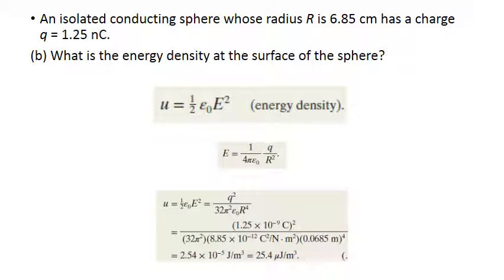Now the same isolated conducting sphere whose radius r equals 6.85 centimeters and charge Q equals 1.25 nanocoulombs. What is the energy density at the surface of the sphere? Energy density, small u, is half epsilon naught E squared.